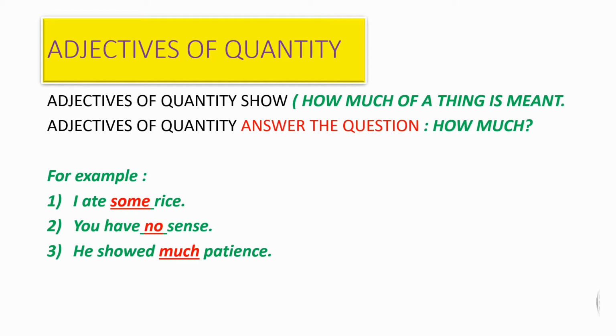Now coming to examples of adjectives of quantity. The first one is: I ate some rice. So the underlined word some is an adjective of quantity because it shows how much. In the second example, you have no sense. So the underlined word no is an adjective of quantity because no shows how much.